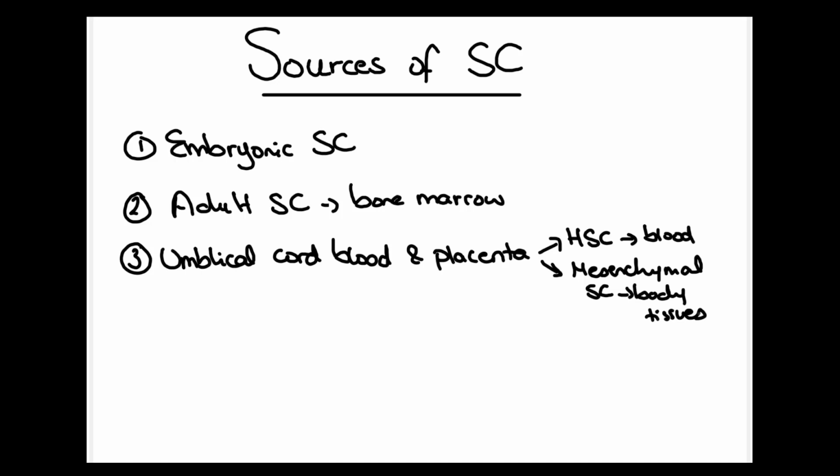Let's discuss the embryonic stem cells. Embryonic stem cells are gotten from the inner cell mass of the blastocyst. The blastocyst, of course, is the pre-implantation embryo that develops just 5 days after fertilization of eggs by sperm.